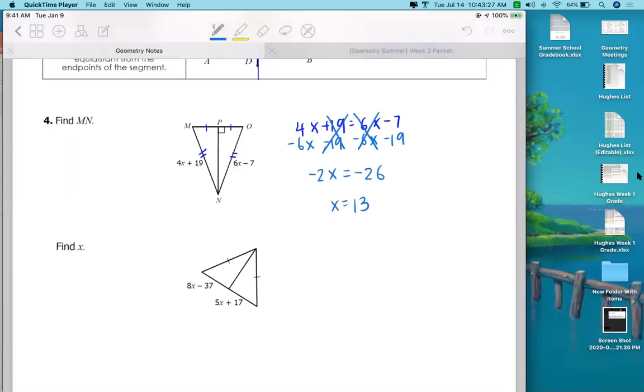The only thing that I think some of you guys may get wrong is that sometimes they ask to find mn or find the length. Sometimes they ask to find x. So if they ask to find mn, you have to take your 13, substitute it back into where mn is, the x for it, and we just find it. So that would be 52 plus 19, which is 71 in my case. So don't forget to substitute it back in.